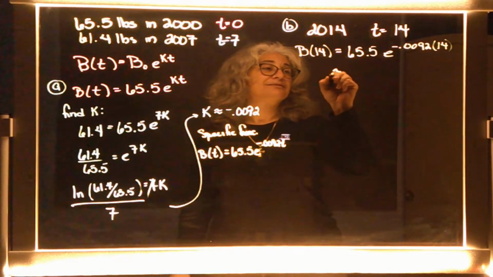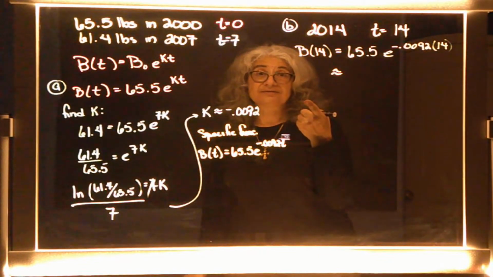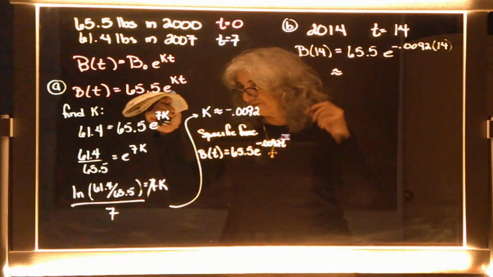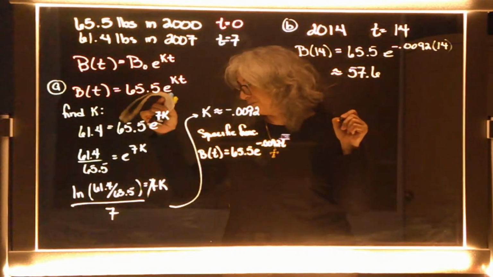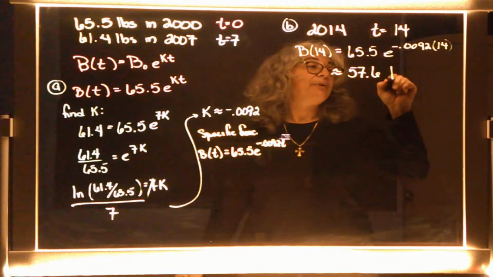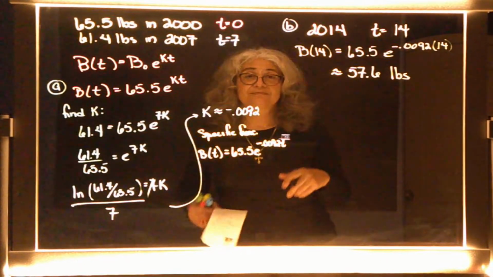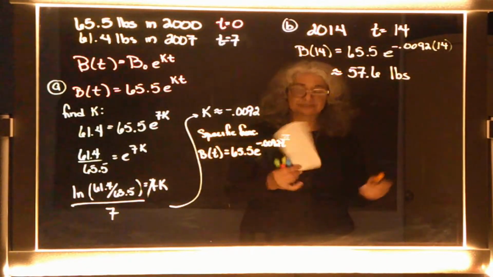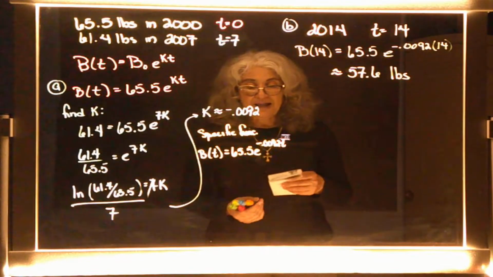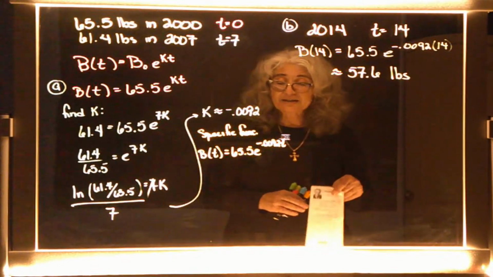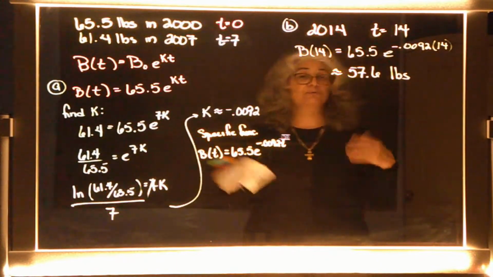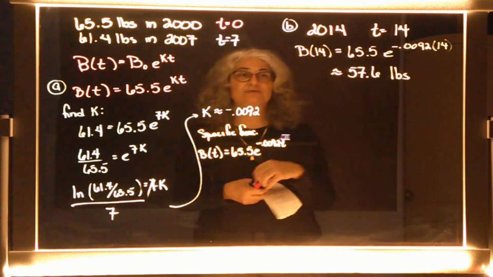Got your answer? All right, you guys have quick fingers over there punching on that calculator. I got 57.6 pounds. Good. So far, so good? Loving it. And then there's a part C. In what year, theoretically, will the consumption of beef be 10 pounds?